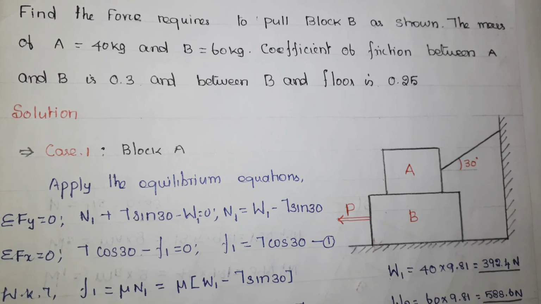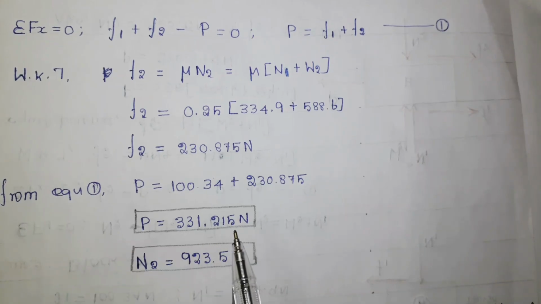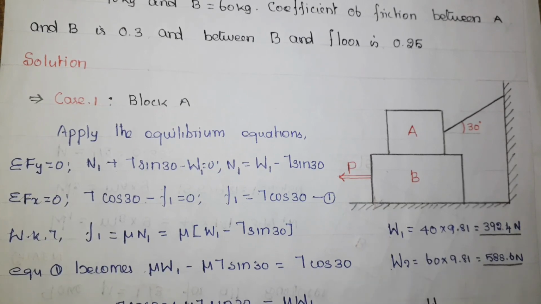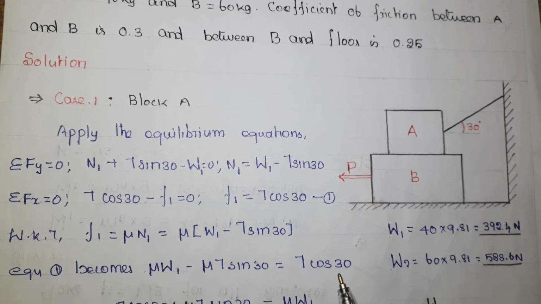Here we got the answer for P as 331.215 Newton, and here the given weight is 588.6 Newton. So almost the answer is correct. In this way you have to validate your answer. Suppose your answer is too large, like in terms of thousands or lakhs, then there will be some mistakes. You have to identify where it is. So these are the things to be noted when you solve an engineering mechanics problem.